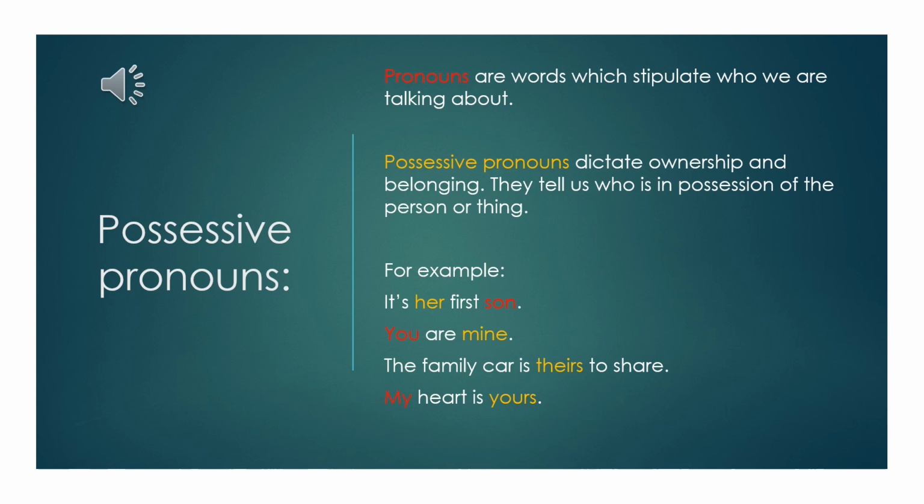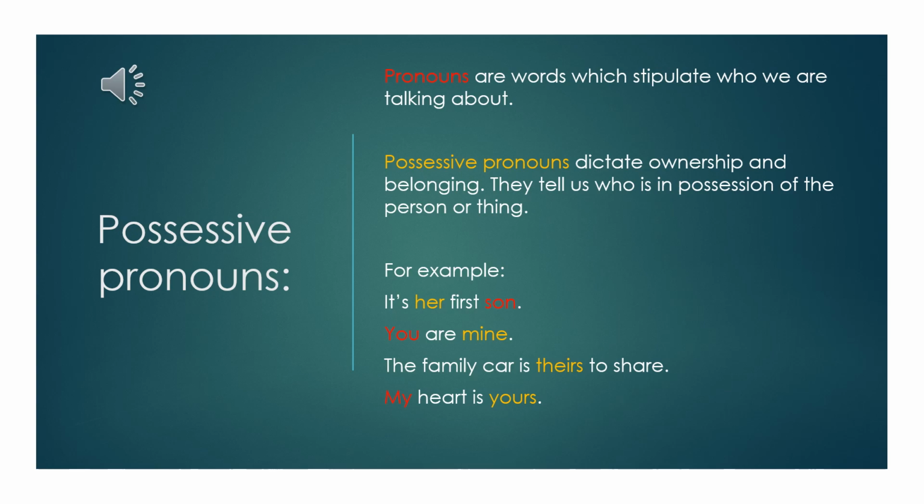So, for example, if you want to directly talk to someone, you would use you, okay, and that makes the reader know that you're talking directly to them. That's a technique called direct address. But possessive pronouns are special because they dictate ownership and belonging of whatever it is they're talking about. So they tell us specifically who is in possession of this person or thing.